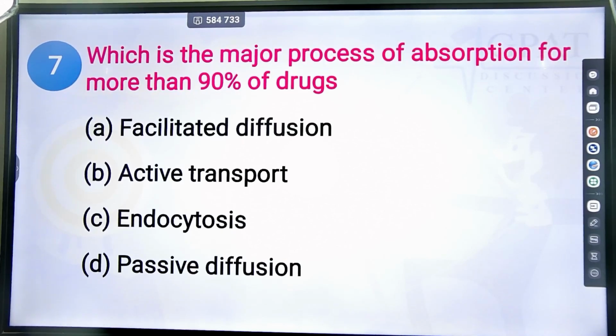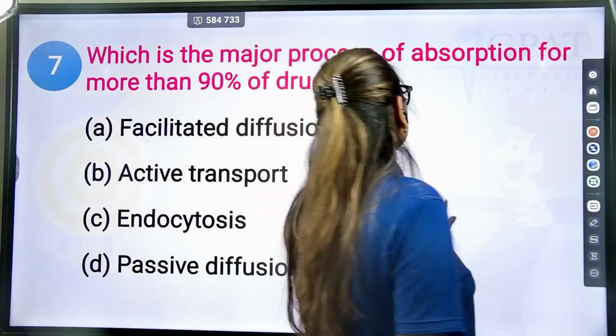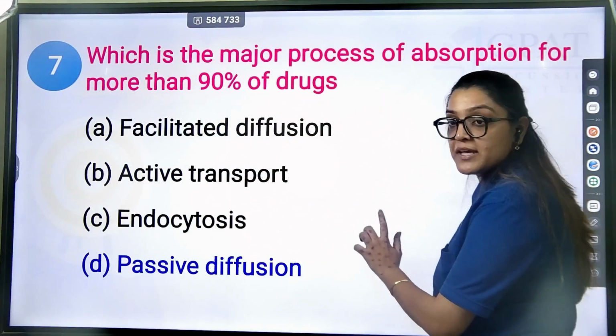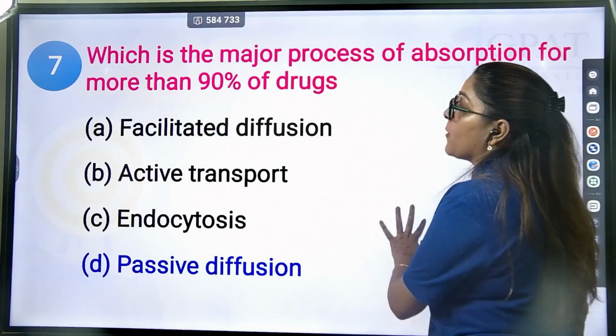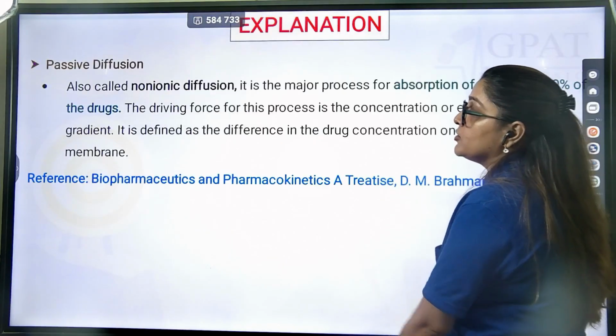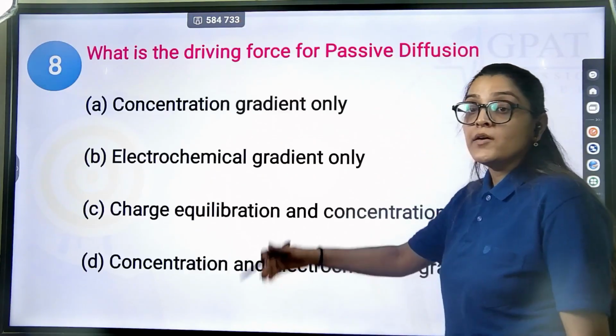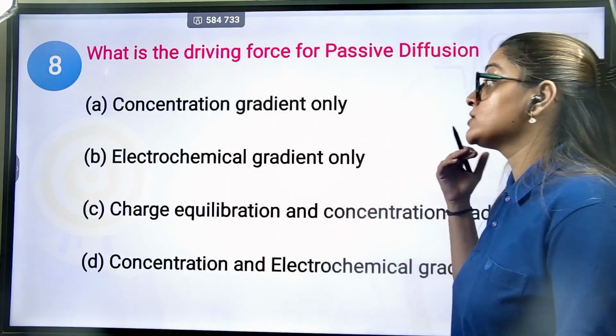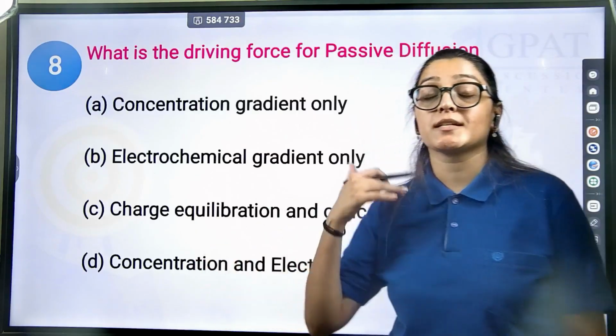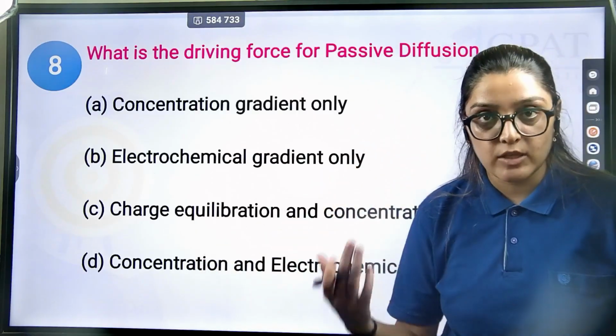So that will be causing the concentration gradient to develop and so cause the transport of the drugs. So we have our correct answer, option number D. Okay, next. What is the driving force? See, just now I have mentioned driving force is concentration gradient or electrochemical gradient.